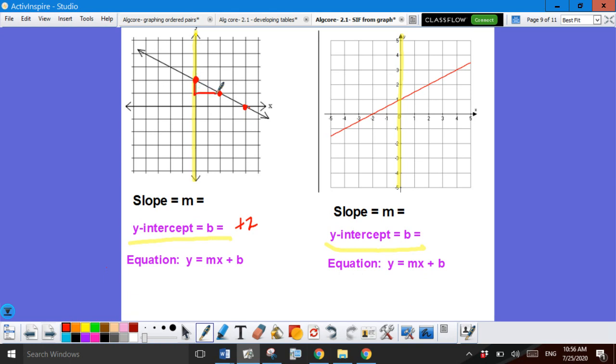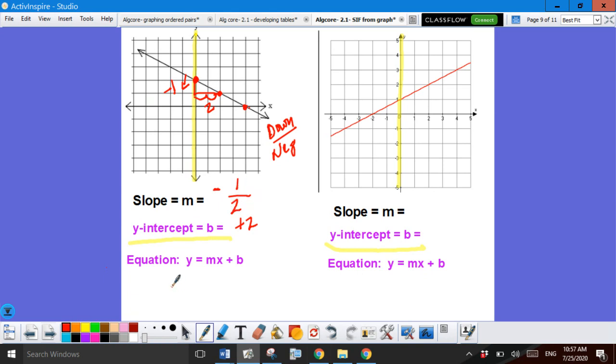So if I use this triangle, the first thing I need to realize is this is going down. So since it's down, I know that it's negative. So my slope's going to be negative. Here's my fraction. I went down 1, so it's negative 1. And 1, 2. So that slope is negative 1 over 2.